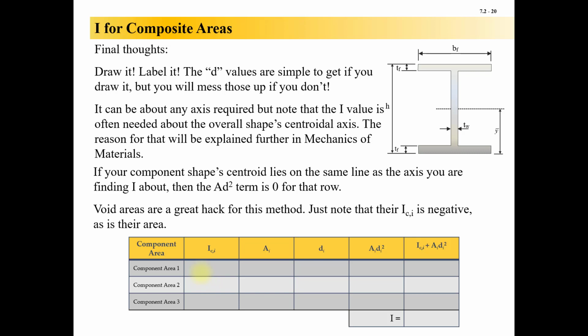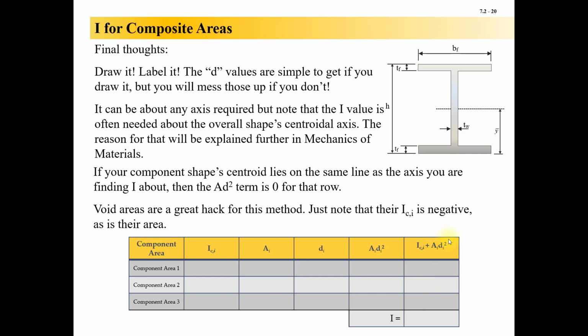Void areas are a great hack for this method as well. Just note that their I, their moments of inertia, are always negative, as is their area. So if component area 2 is a void area, then this would be a negative moment of inertia. It would have a negative area, which means that this Ad squared would also be negative, which means then that all of this over here would be negative.